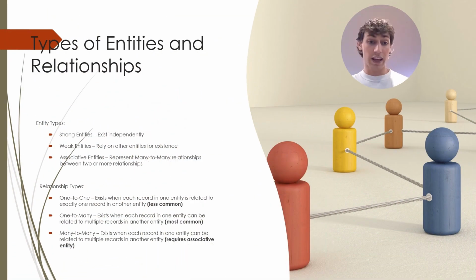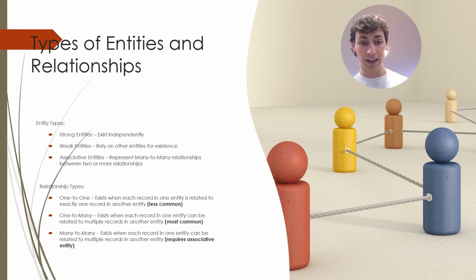Types of entities and relationships, this is where things can get a little tricky. There are a couple of entity types, and I didn't list all of them, but I listed a lot of them. Strong entities are entities that exist independently and do not rely on any other entities to exist within the system. There are the weak entities that do rely on those other entities, normally the primary keys, like I said, with the student ID, and they rely on those strong entities to be able to function within your system. And then there are the associative entities, which represent many-to-many relationships between two or more relationships. And I'll go into that in a second, talking about relationship types.